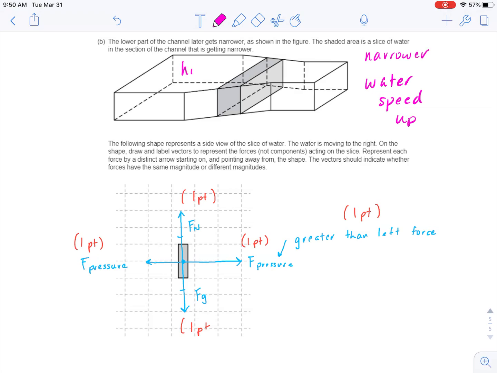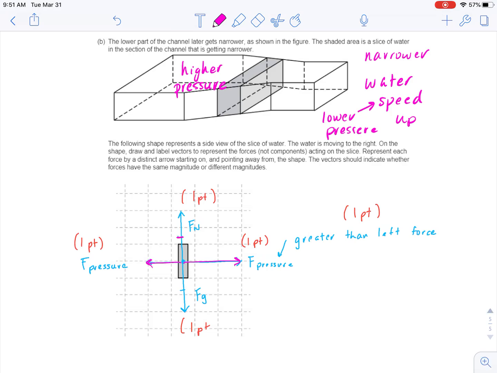And what happens is, part of the reason for that is that there's going to be higher pressure on the left and lower pressure on the right. And you may recall when water speeds up, we have lower pressure. So in my diagram, you'll see that the pressure coming from the left is greater than the pressure coming from the right. And there is pressure on both sides.